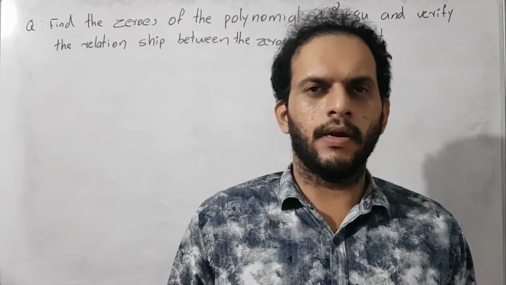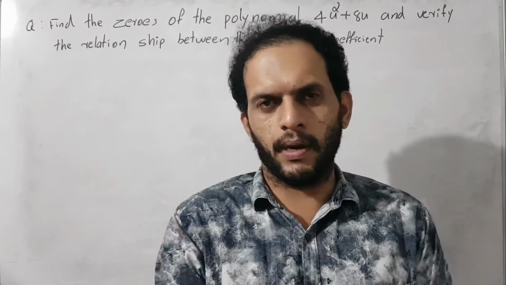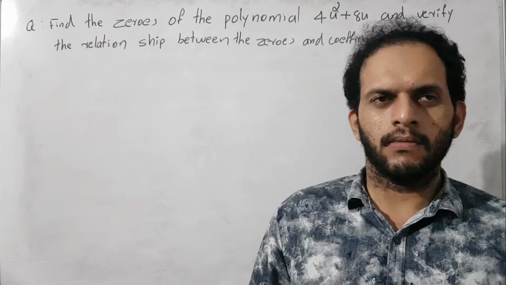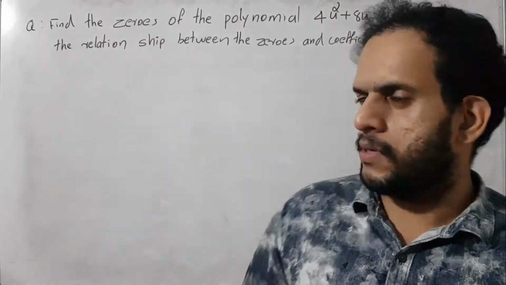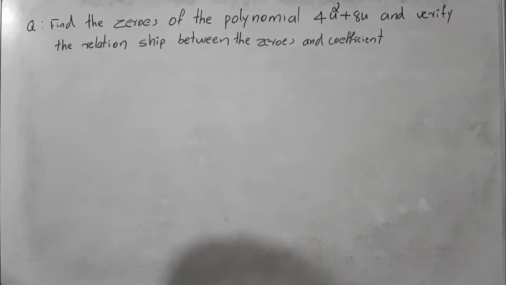In the last class we learned how to find the zeros of the polynomial and how to verify the relationship, correct? Then we do one more question, the next type of question. The question is the same, but the polynomial is different. So, what is the question? Find the zeros of the polynomial 4u square plus 8u and verify the relationship between the zeros and coefficients, okay? Then as usual, how do we start?